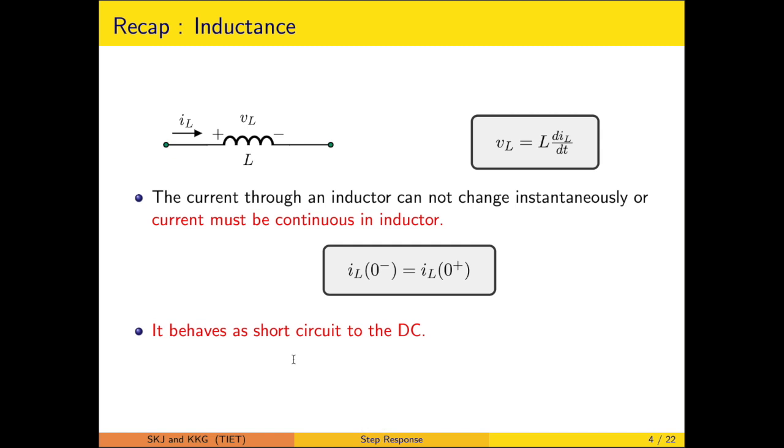In case of inductor, the current cannot be changed instantaneously, and the continuity of the inductor current is suggested by the condition IL(0-) is equal to IL(0+). When the DC current is applied for a sufficiently long time, the inductor behaves as a short circuit.